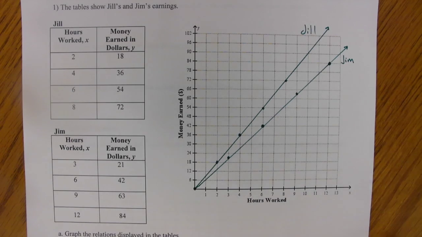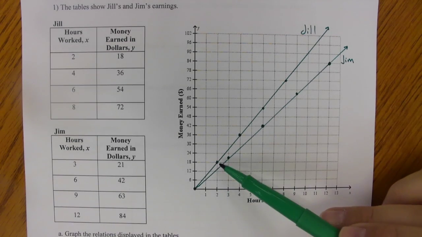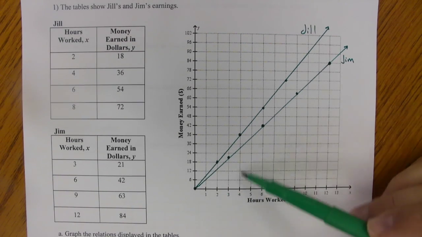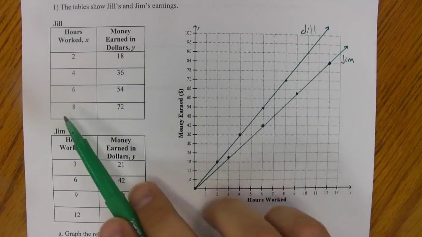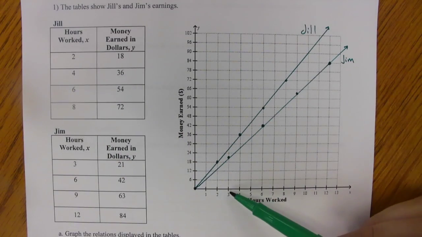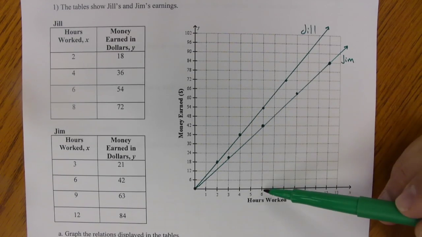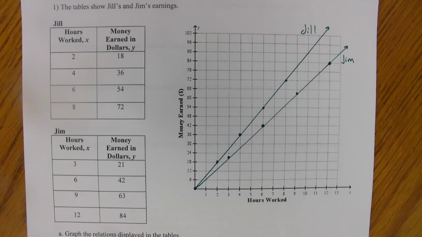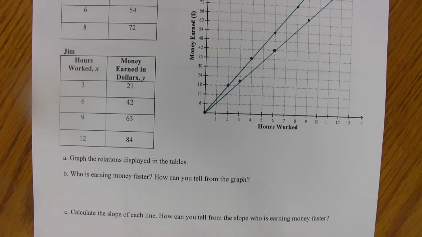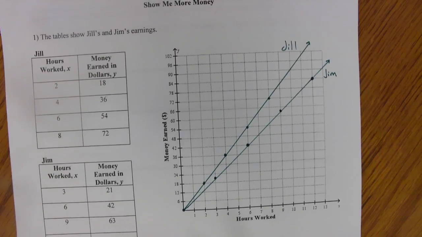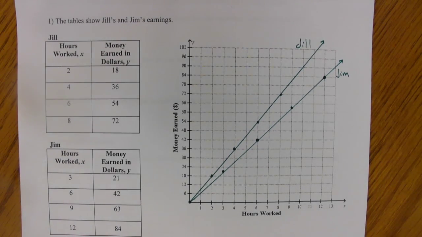And you can see Jill's line here goes through 2, 18, 4, 36. These are just the points in the table. And Jim's as well through 3, 21. 21 is halfway between 18 and 24. 6, 42, etc. So we've graphed the relation displayed in the tables. Who is earning money faster, and how can you tell from the graph?